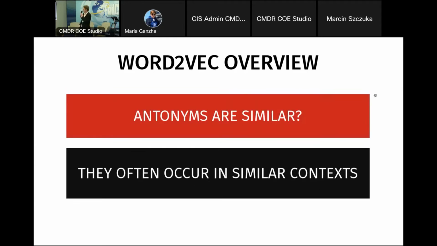One of the biggest disadvantages of Word2Vec and similar algorithms is that it's not that great at discovering antonyms. So in many cases, words like good and bad are represented by similar vectors in this embedding vector space. And the reason for that is that these words, antonyms, can quite often occur in similar contexts. So they are used in a very similar way, so it's hard to distinguish between them.